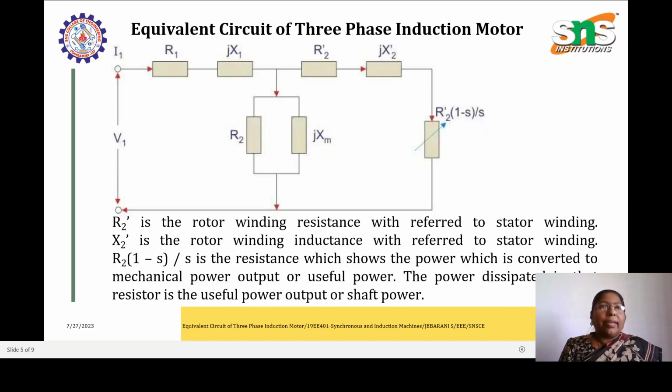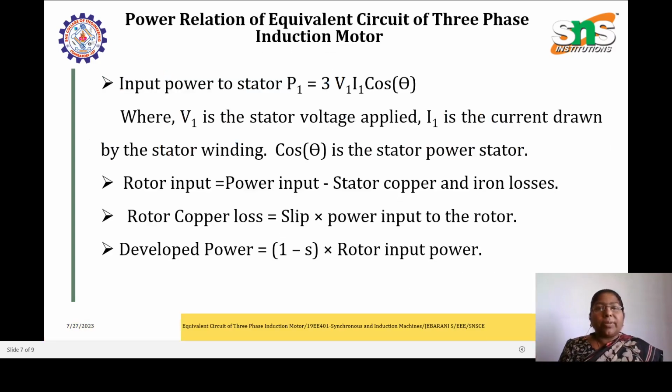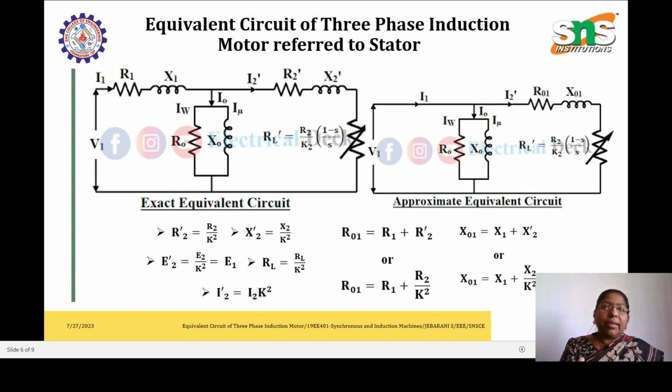And we all know in a transformer, secondary parameters can be shifted to the primary side, and primary parameters can be shifted to the secondary side. The same way, the rotor components can be referred to the stator side. When the rotor components are referred to the stator side, they are represented as R2 dash, X2 dash, and RL dash. And when you do this transformation, we have to consider the turns ratio of the machine. So the transformation ratio has to be considered.